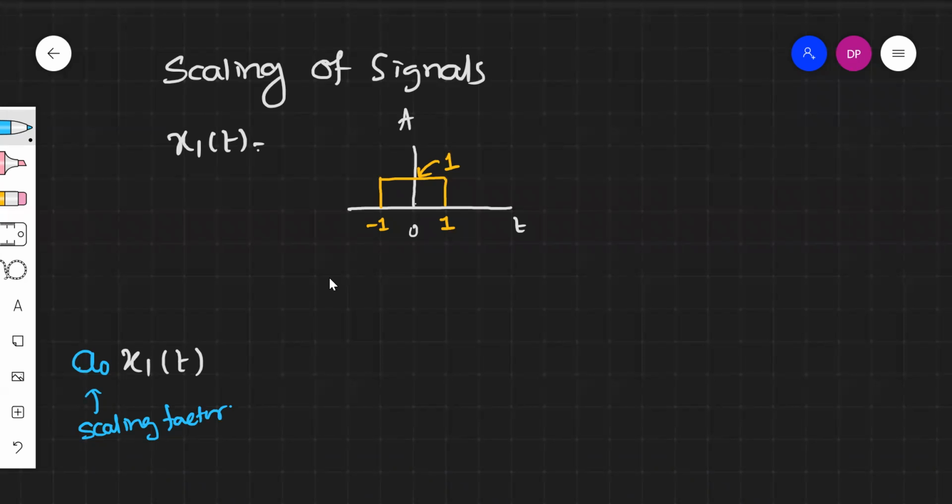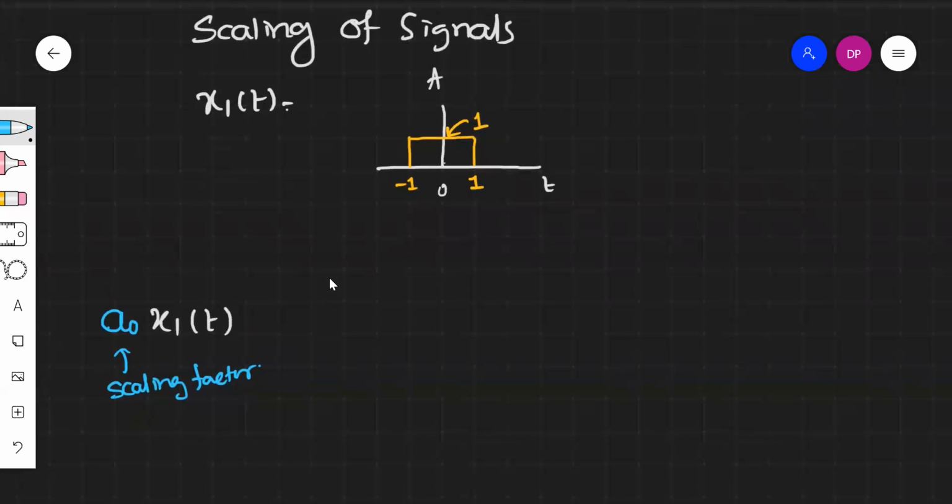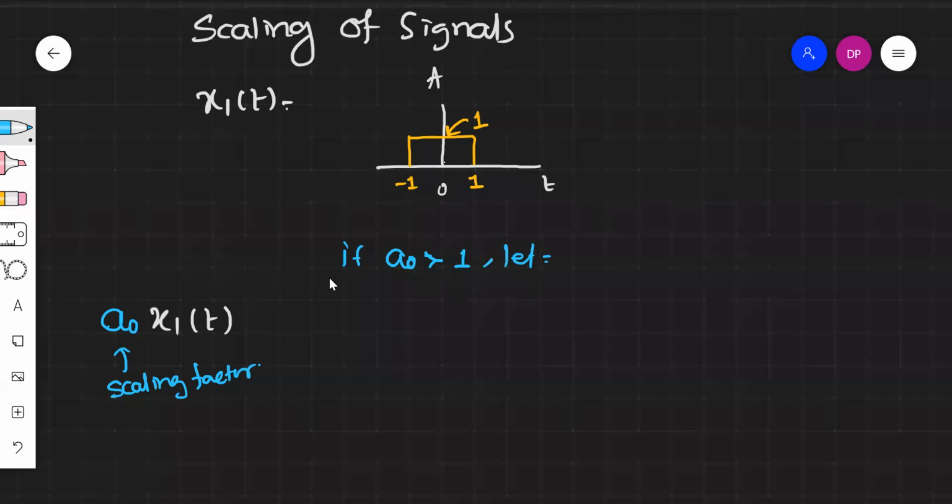So we will see the condition if a naught can be greater than 1 or less than 1, and how it impacts the signal representation. So the signal x1 of t, how will it look if you scale the amplitude with a factor a naught? Let's consider if a naught is greater than 1, and I am taking a naught equal to 2.